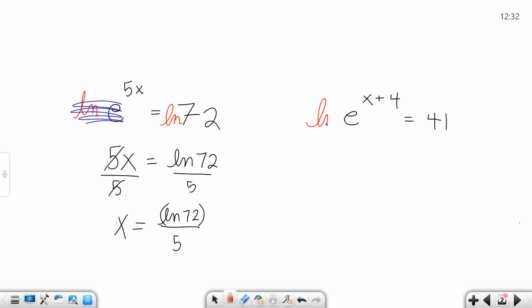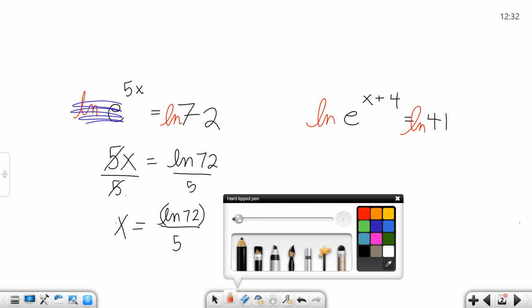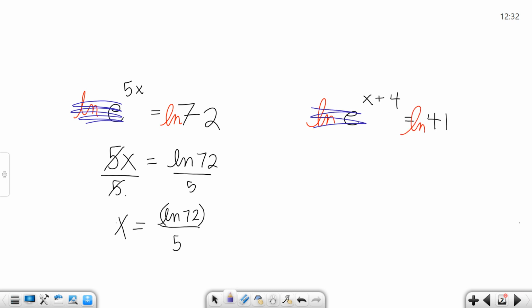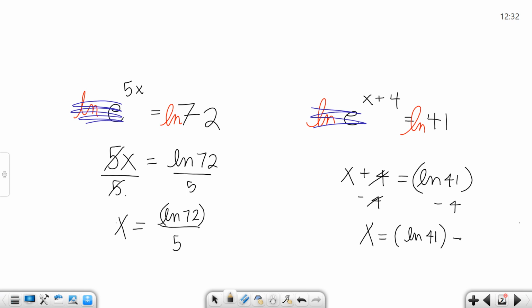To get rid of the E, we're going to take the natural log of both sides. And remember that ln and E cancel each other out. So that just leaves me with x plus 4 equals the natural log of 41. But remember the natural log of 41, that's a family together. It's not just a 41. So you're not going to do anything to the 41. Keep it with its natural log. I'm just going to subtract 4 from both sides. So x would equal the natural log of 41 minus 4.